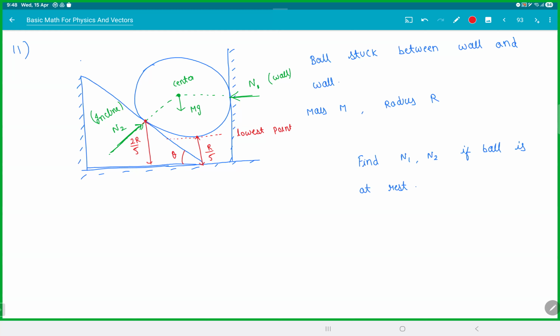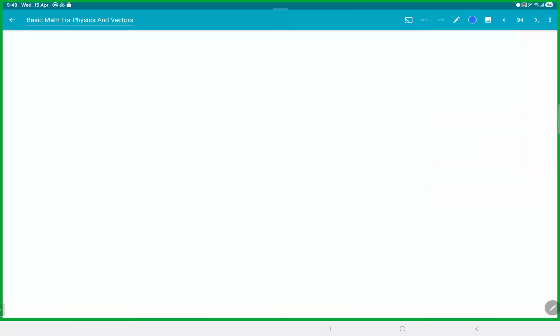Okay, anyone figure out the angle? Shreyansh. Yeah, Shreyansh, you got it. So that would be what? Sine theta is 4 by 5, so theta is 53 degrees. You got the angles. Yeah, now let's get N1, N2. Let's see how to get the angle. So a little geometry there.